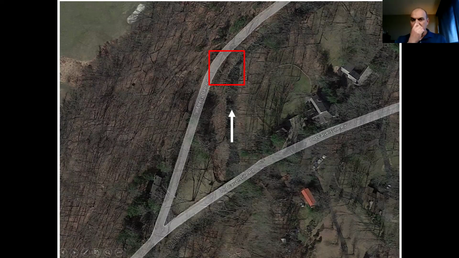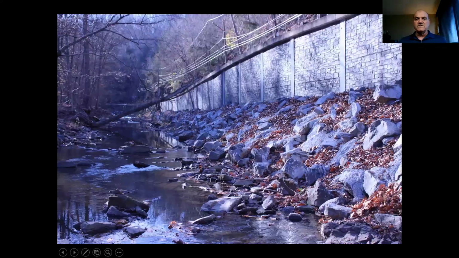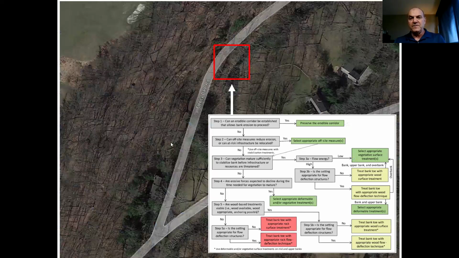We have to keep in mind that the rest of the 2 miles along this road are already heavily armored with walls and riprap along it. And so when we start considering what treatment type we want to use, we can get back to where we were with the last techniques. With the last example at step 3, maybe these marginal log jam flow deflection structures.